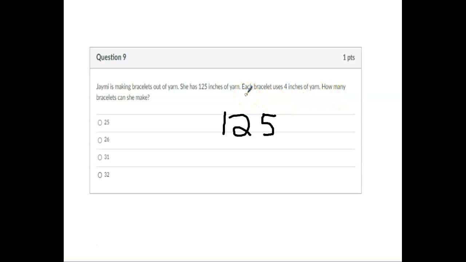We see that each again, but we know each does not mean multiply if we don't know how many bracelets there are, right? So if I don't know how many bracelets there are, I can't use each. So she uses 4 inches of yarn. So I'm splitting up the bracelets into 4 inches of yarn. And there's 125 inches of yarn. So how many bracelets can she make?